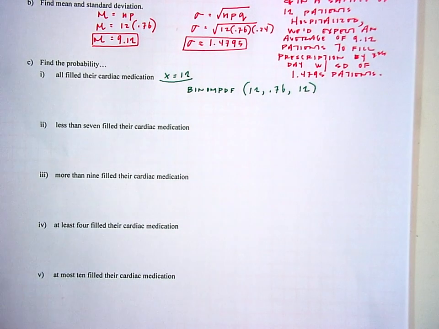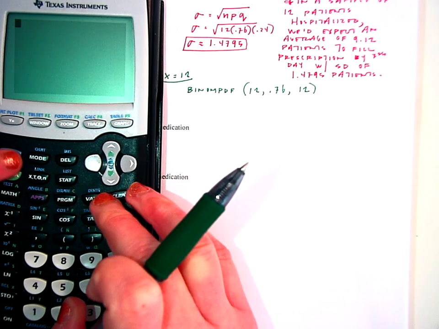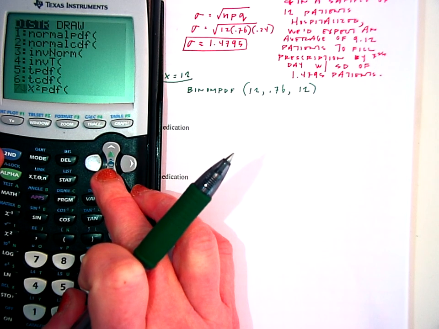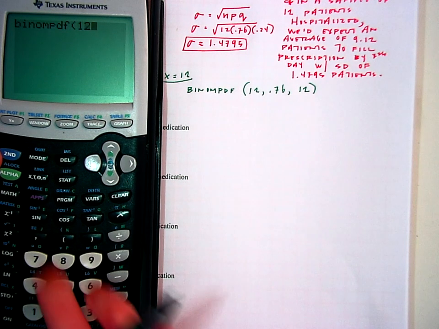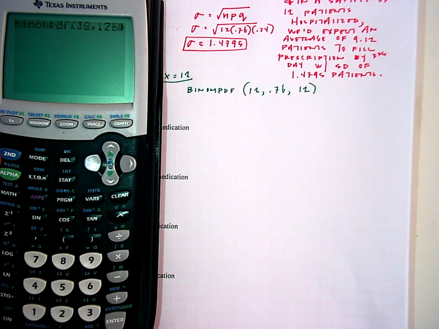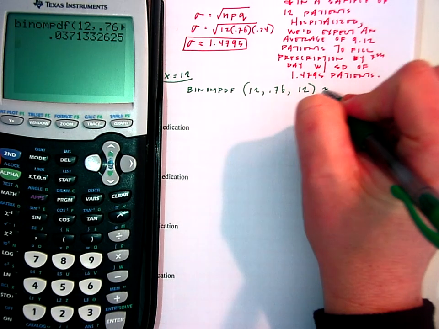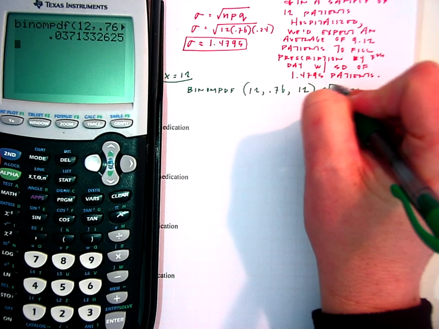All right, so when I type that in, let's see if I can slide it right in there. Good. So I go down to binompdf. Here I should have 12, comma 0.76, comma 12. So that gets me about 0.0371 as my probability.